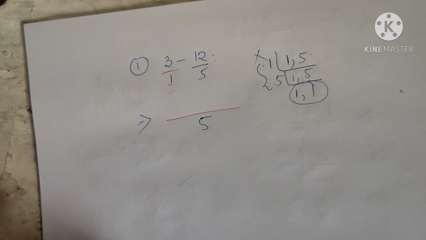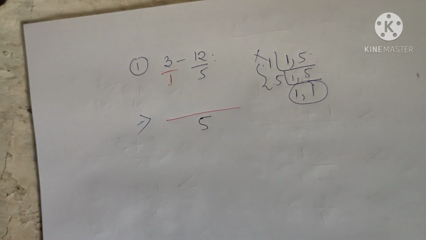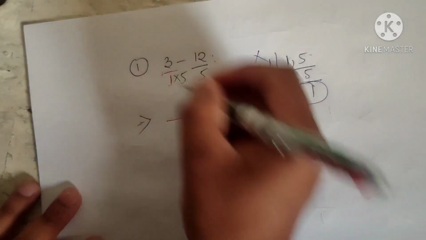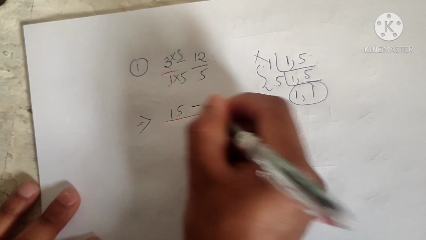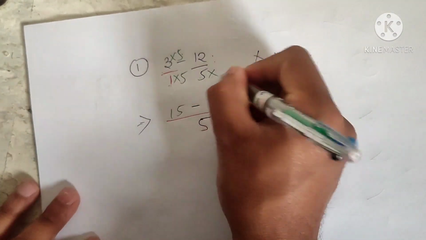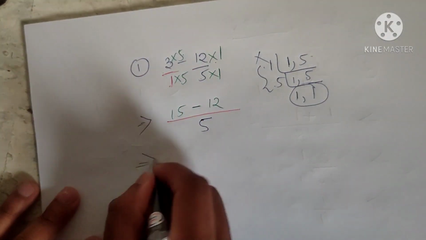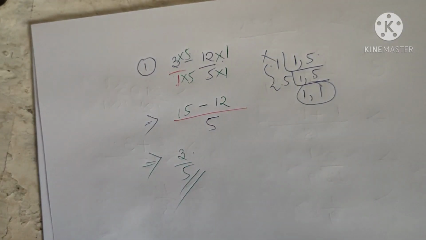5 is the LCM. Now what do you have to write in the denominator? Now you compare these two, isn't it? So 1 what? 1 5 are 5. So this 5 will go up. 5 3 are 15. Minus, because the minus sign is given, 5 1 is 5, and then again 1 will go up. 12 1 is 12. Okay, 15 minus 12 is 3 by 5. Okay, this is your answer. In this way you have to solve.